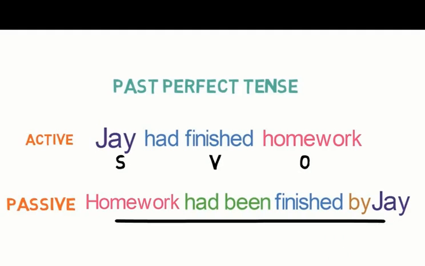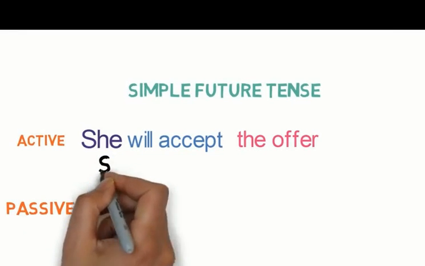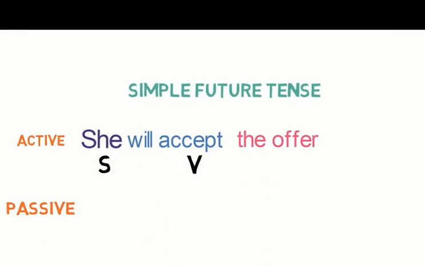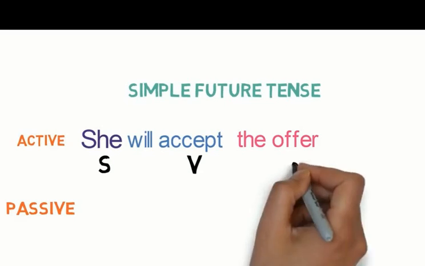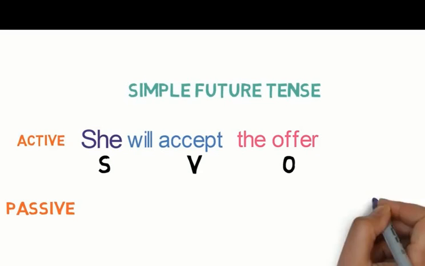Okay. Now look at an example for simple future tense. Active voice sentence is she will accept the offer. So here to convert into passive voice, identify the subject verb object. She is subject, will accept is verb, and offer will be object. So swap the position now. The pronoun change will be her.